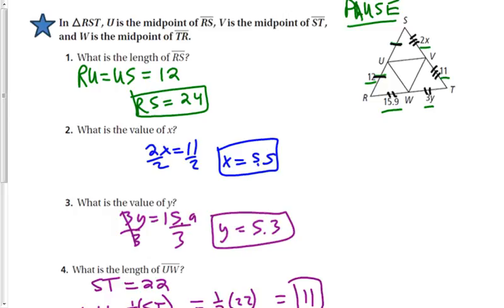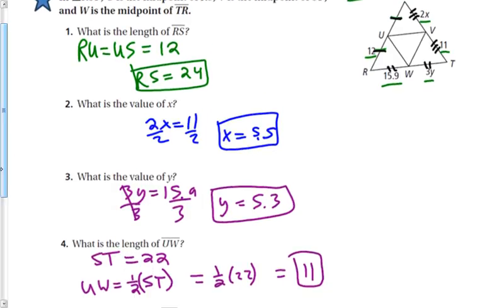All right, number 3, we're trying to find y. Very similarly, we know that 15.9 is congruent to 3y, so set them equal to each other and solve, and you get y equals 5.3. Now 4 and 5, we're dealing with the midsegments. Number 4 asks for UW. So UW is right here, and that would be half of this one right here, the parallel side. So half of that is going to be 11, based on what we're already given.